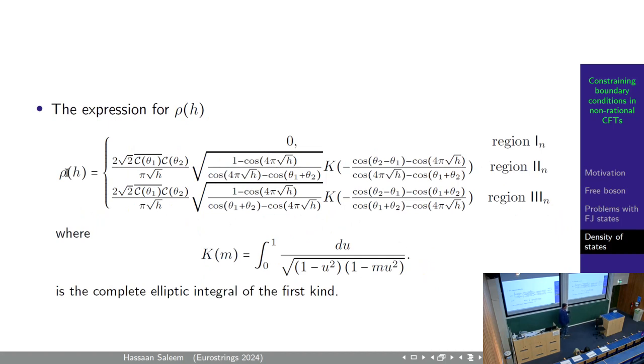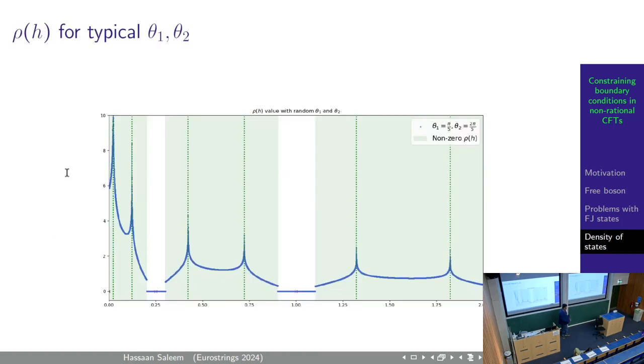So the expression is messy, but you can derive it. This is the expression where this K is the elliptic integral of the first kind. So you can derive the expression. At the end, I will just show you some special cases for this density of states.